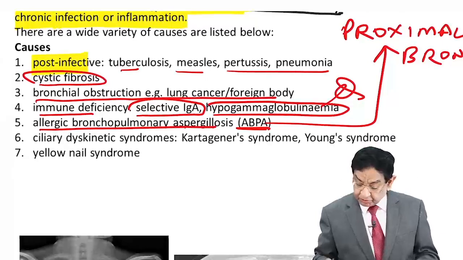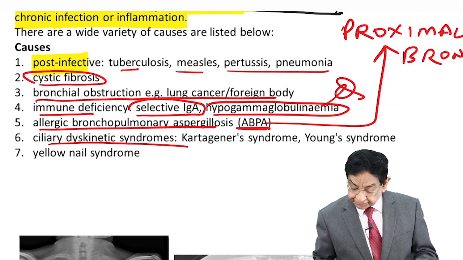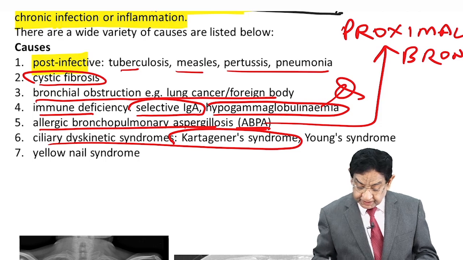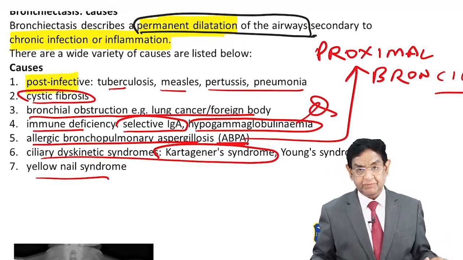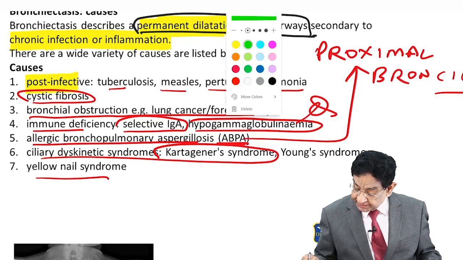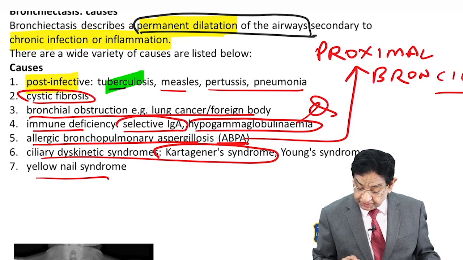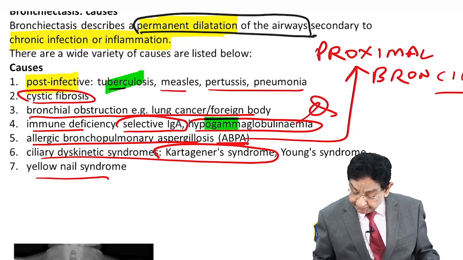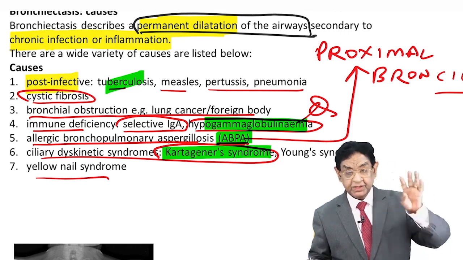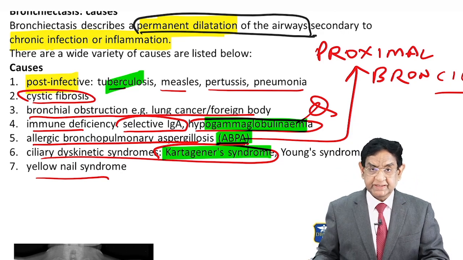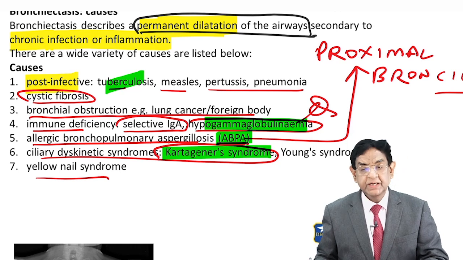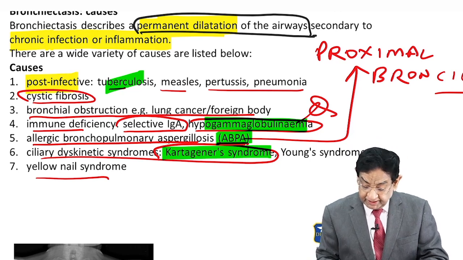Ciliary dyskinetic syndrome, that is Kartagener syndrome, and yellow nail syndrome. Now, what is important to remember? Don't forget tuberculosis. Don't forget hypogammaglobulinemia, ABPA and Kartagener syndrome. You don't have to forget these four important things, which are the important causes of bronchiectasis. Now I told you some extra point about ABPA.